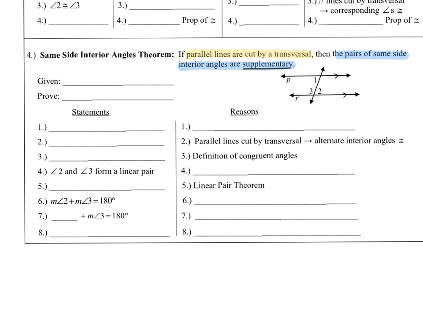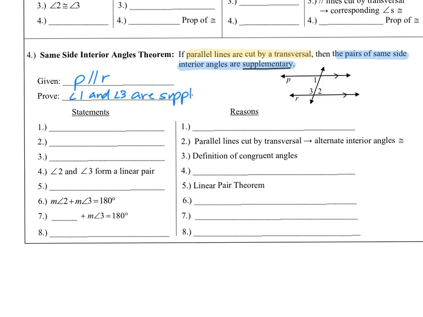So let's start with our given statement, and we're going to write a given statement in terms of the diagram. So in our hypothesis, we're assuming we have some parallel lines. So in our diagram, the names of those parallel lines are P and R. So we're going to say that line P is parallel to line R for our given statement. And then we're going to prove that the pairs of same side interior angles are supplementary. So in terms of this diagram, the same side interior angles are 1 and 3. So we're going to prove that angle 1 and angle 3 are supplementary.